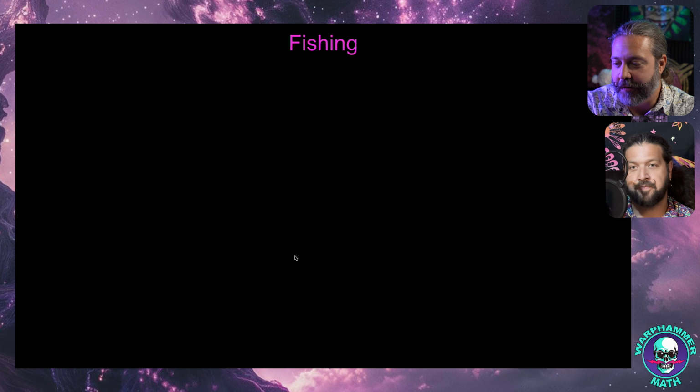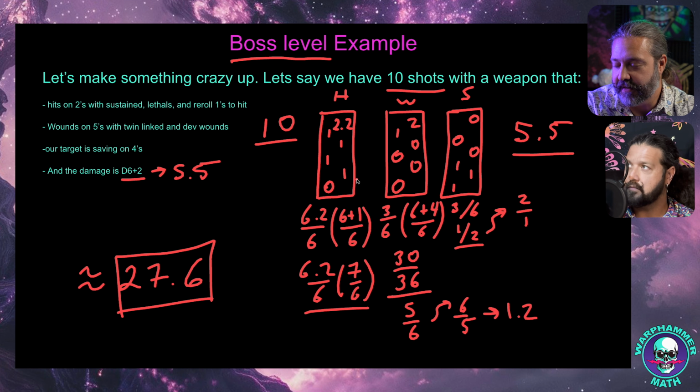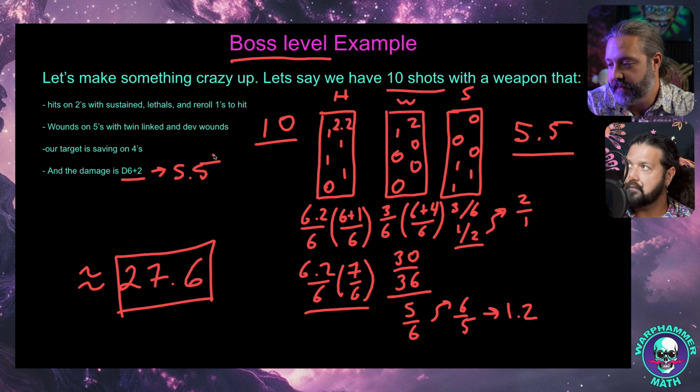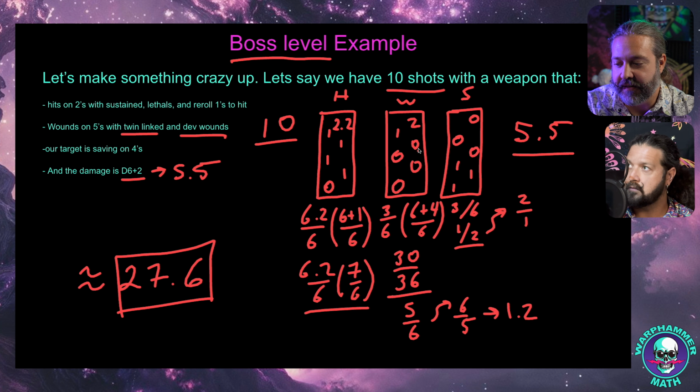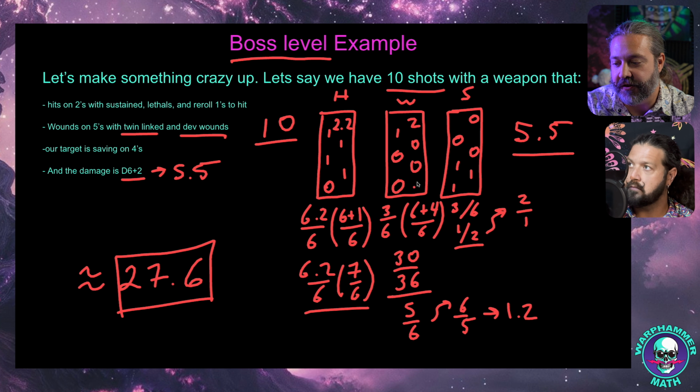With all that in mind, I did want to address fishing really quick. Fishing is the one thing that's a little bit weird because, for instance, in this case, you had twin-linked and devastating wounds. So the question is, is it worth it to fish on the wound roll?